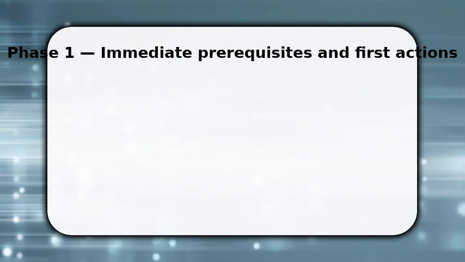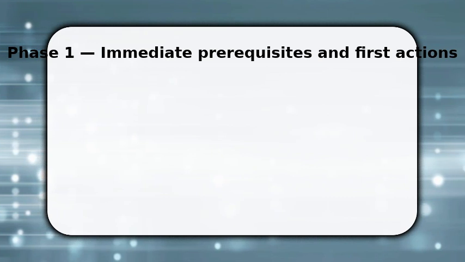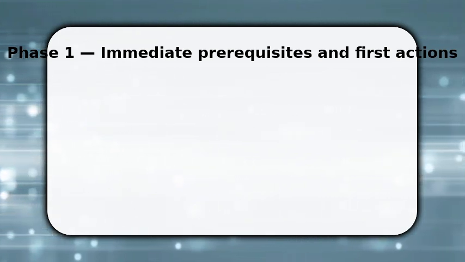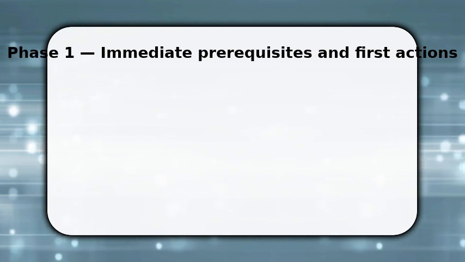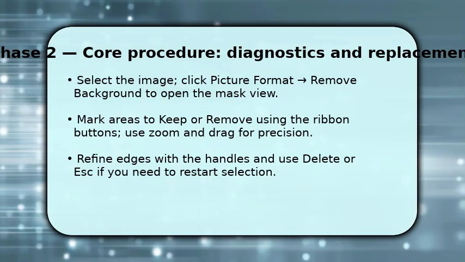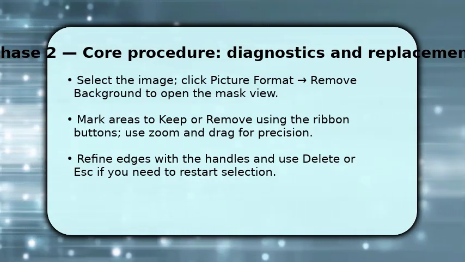You want predictable dimensions, so resize while holding Shift to preserve aspect ratio. Also, lock any cells under the image if they might shift. Now you're ready to access background removal tools, which live on the picture format ribbon. With the Remove Background mode open, Excel shows a magenta mask over areas marked for removal.